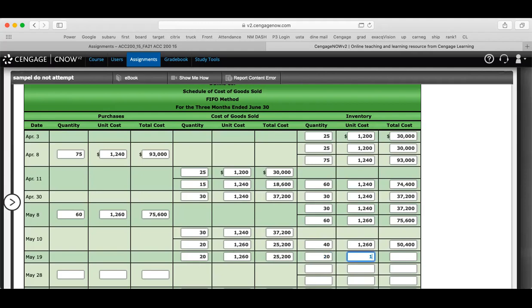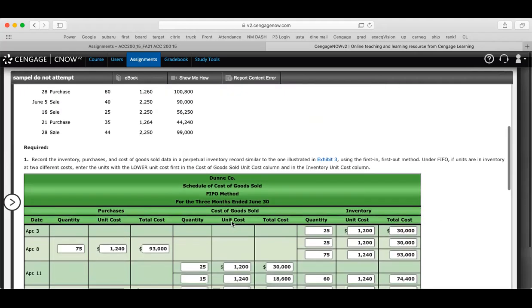We have 20 left at 1260. So 20 times 1260, I already know it'll be 25,200. This is what we have left in there. So this is kind of a running quantity of however many we have left. Okay, so let's go to May 28th.